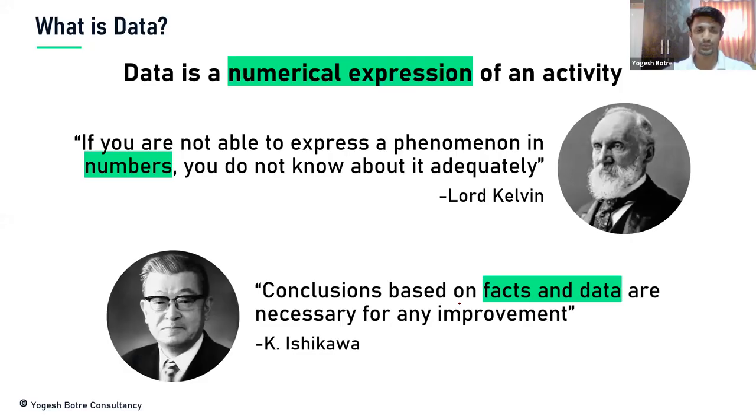Okay, so the definition of data is a numerical expression of any activity. But when I say numerical, it is not only numbers. It is categories as well. For example, when I say I have a blue color car, it is data. When I say I have a car, it is also a type of data. I have a car, I don't have a car. I have a blue color car, I have a red color car. I have 10 cars, I have 2 cars, or my weight is 80 kg, or my age is 30 years.